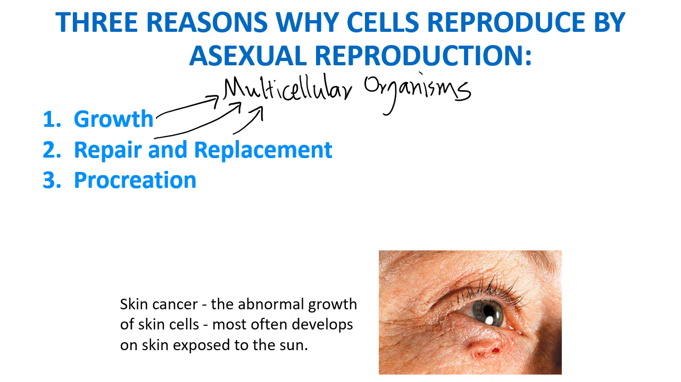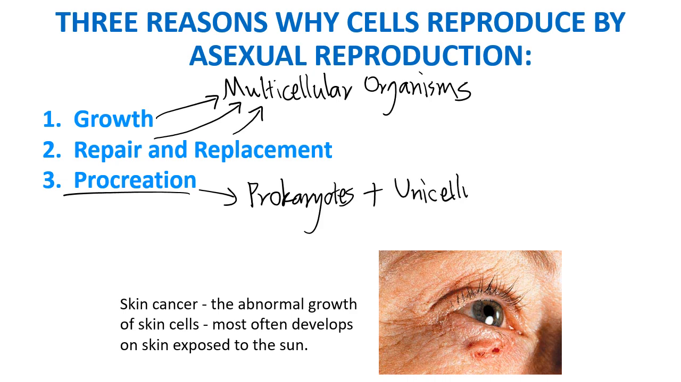The other reason is procreation, and this happens in prokaryotes and other single-celled, unicellular organisms. For them, they can't make more cells as part of their body because their entire body is just one cell. So if they divide, they've basically become two new organisms. So they've procreated.